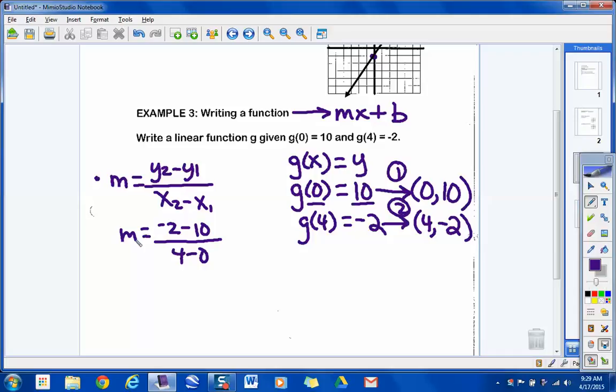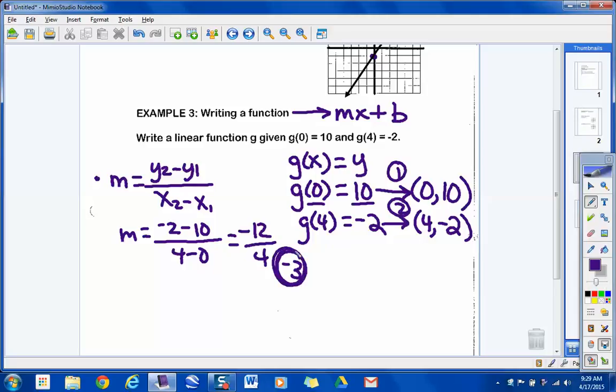All right, how about -2 minus 10 up top? -12, right? So -12 divided by 4, how many times will 4 go evenly into 12? 3. So what's negative divided by positive? Negative. So slope's -3, isn't it? Yeah.